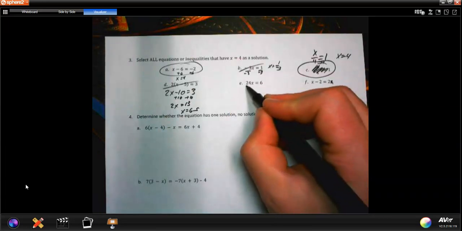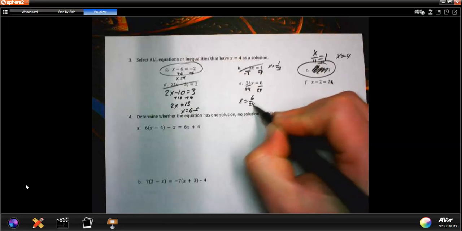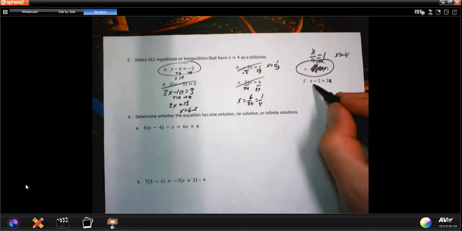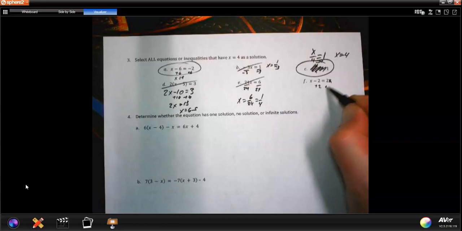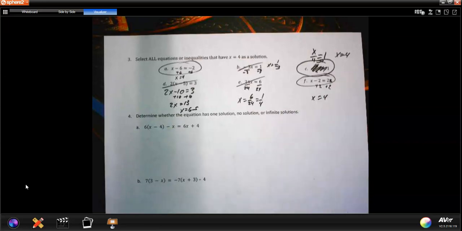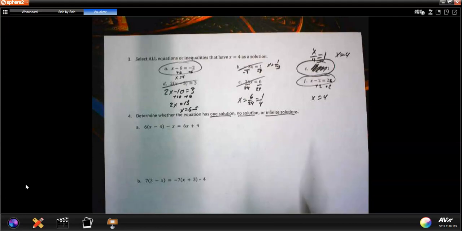24x divided by 6 equals 6. I divide both sides by 24. X equals 6/24, which is 1/4. That's not it. X minus 2 equals 2. I'm going to add 2. X equals 4. That's one. So 3 answers there. All right, determine whether the equation has one solution, no solution, or infinite solutions.